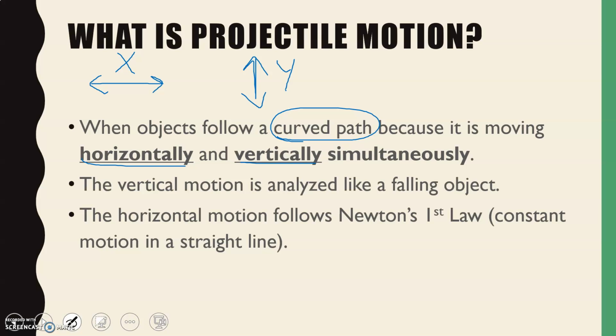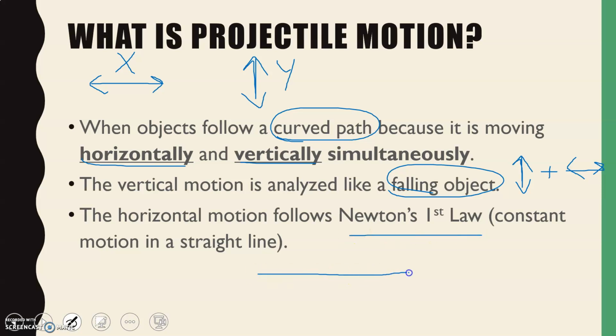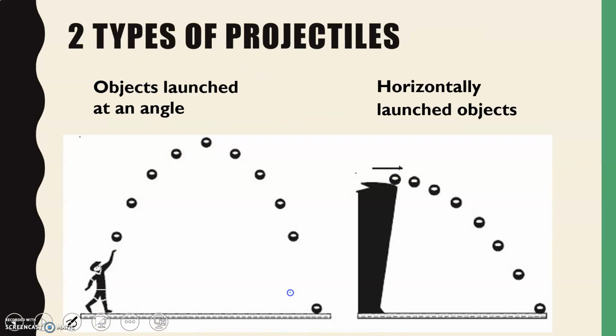The vertical motion is analyzed like a falling object. So remember, we've already done falling objects. Falling objects is just that vertical motion. So now we're going to be adding in the horizontal motion. Fun stuff. So again, the horizontal motion follows Newton's first law because the horizontal motion is constant. It's a constant motion in a straight line. So we're going to look more into that as we keep going.